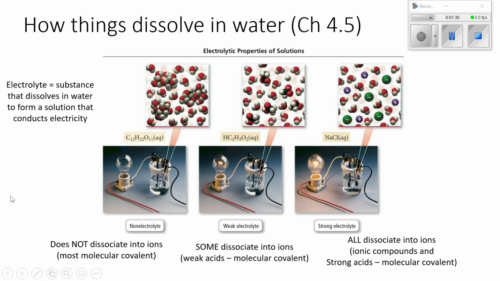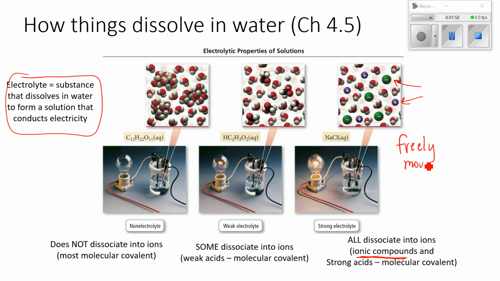So an electrolyte is a substance that dissolves in water to form a solution that conducts electricity. An example of an electrolyte would be an ionic compound. So ionic compounds, when you place them in water, they split apart and form these ions. So when they're in water, you've got these freely moving ions. And again, remember, ions are charged particles. And if you have charged particles moving around freely, then you can conduct.